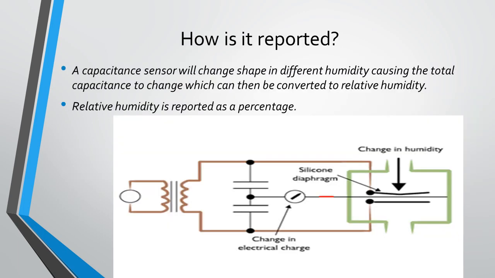Relative humidity is reported as a percentage of the total amount of moisture that can be held in the air. For instance, if the air is only half saturated with water vapor, the relative humidity will be reported as 50%. If the air holds all the water vapor it can hold, it is 100% saturated.